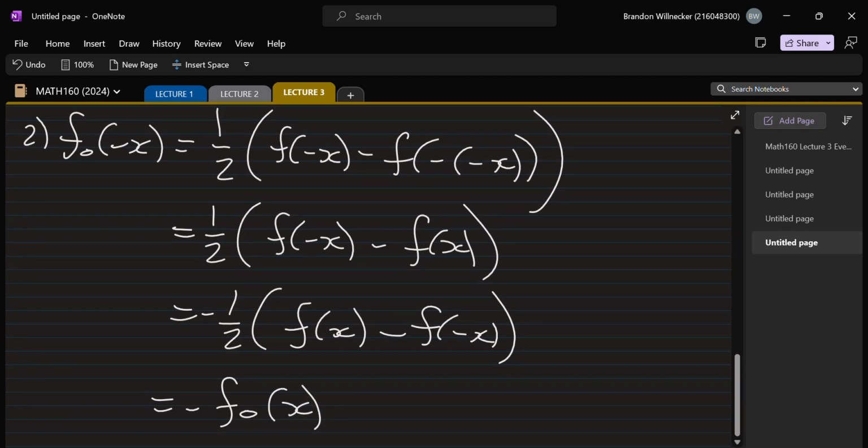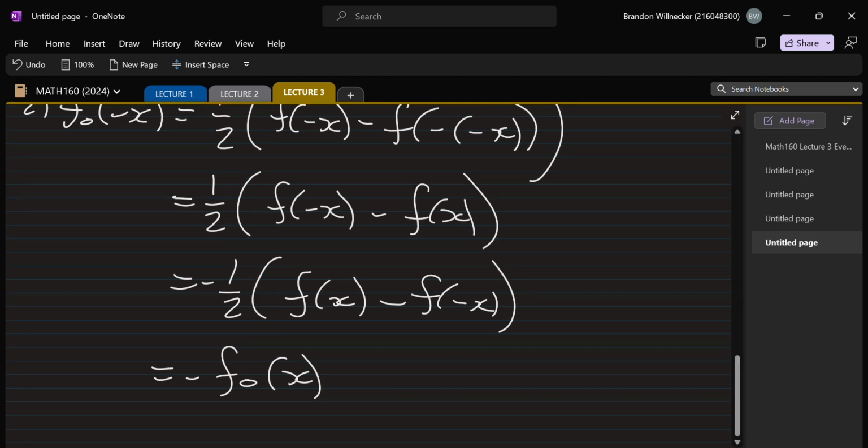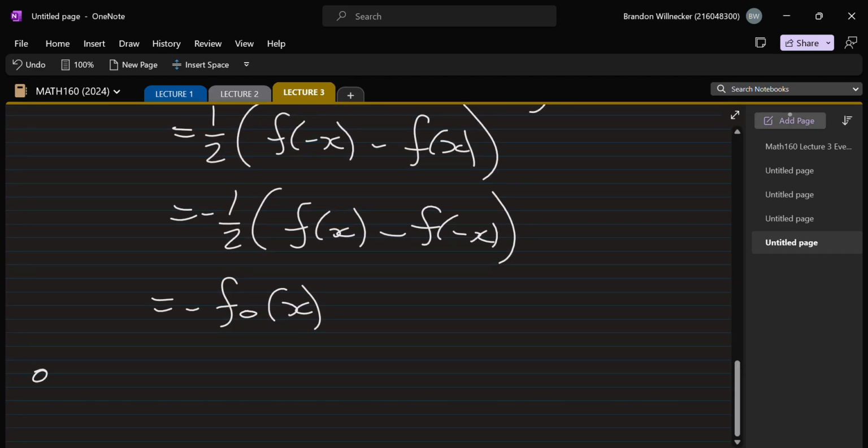Okay, quick recap. We started with f odd of minus x, something, something, something. We ended up with minus f odd of x. But that's the definition for it to be odd. So I called it odd, and it is in fact odd. Therefore, I'm not going to write the full statement out again, but the statement is true.